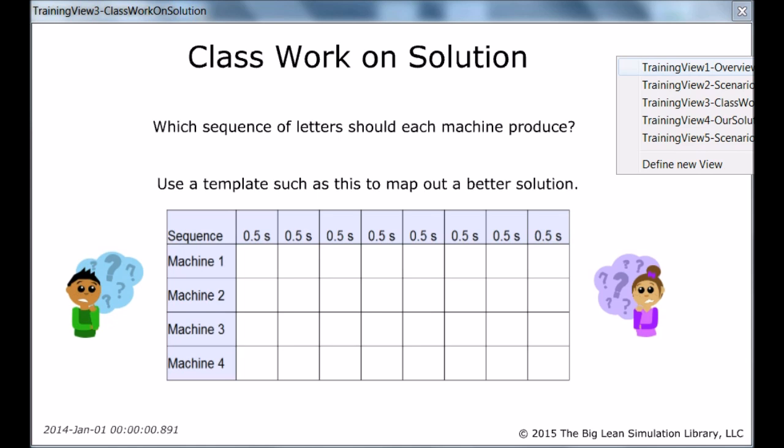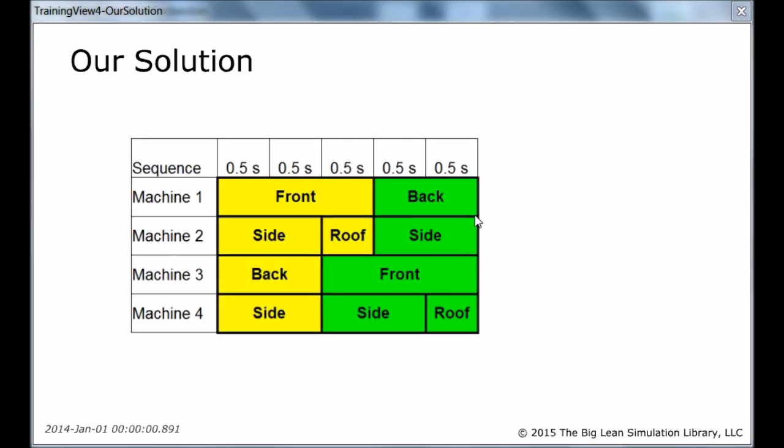Okay, at this point I'm assuming that you're ready to see the solution, and here's the one we came up with. This is an optimal solution, but it's not the only solution, so you might have a different one that gives the same result. Machine 1 does a front then a back, machine 2 does a side, a roof, and a side, machine 3 does a back and a front, and machine 4 does a side, side, and roof. After 1.5 seconds, we have all the components we need to start assembling the first house, and a second after that, we have all the components needed for a second house. And then we just keep repeating this cycle.